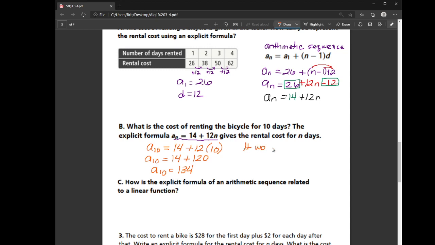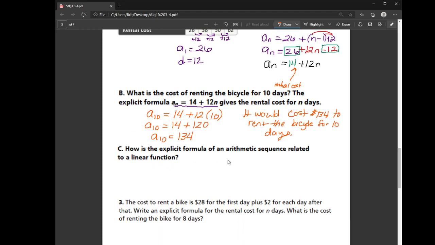So it would cost $134 to rent the bicycle. Ooh, I can't spell bicycle today, that was rough. To rent the bicycle for 10 days. Now the other perk to putting the equation like this is now you can see what is the initial cost. So this is the rental cost before any days happen.